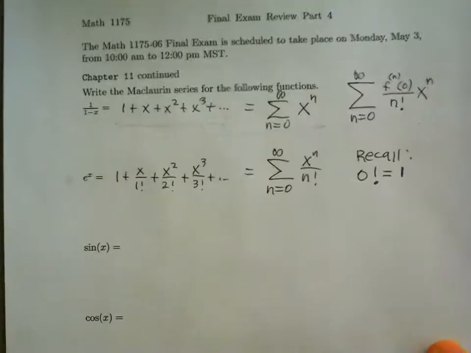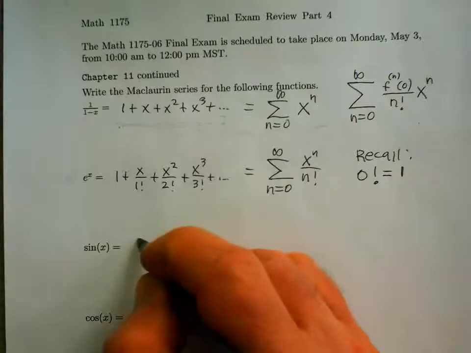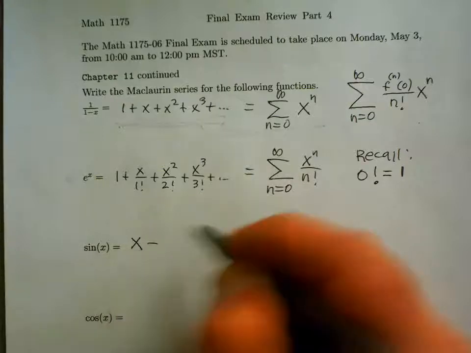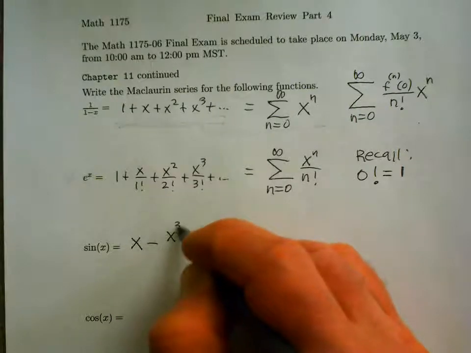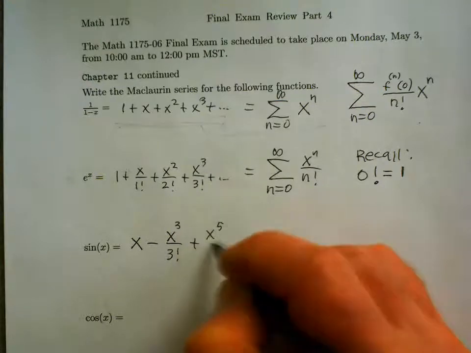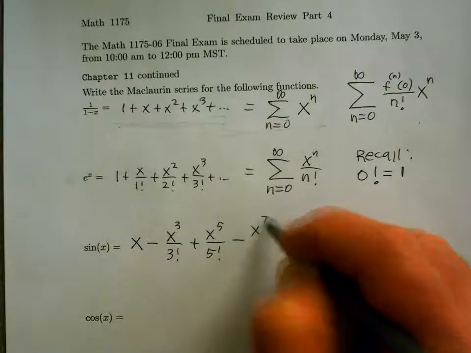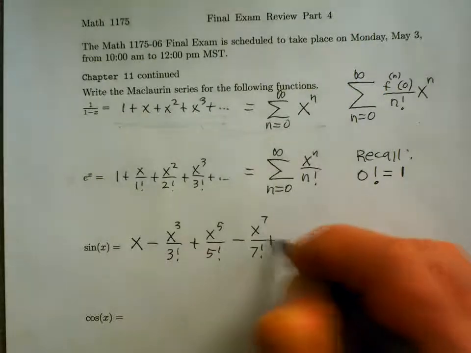For sine of x, sine of x is an odd function, so that can help us remember what the Maclaurin series is for sine of x. It's alternating, and it's x minus x to the third over 3 factorial plus x to the fifth over 5 factorial minus x to the seventh over 7 factorial, and so on.